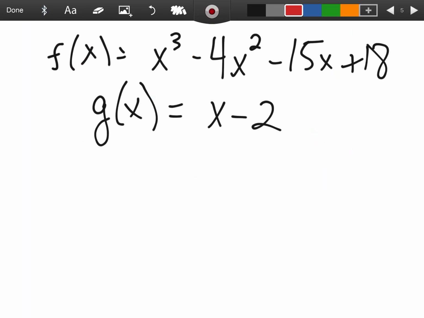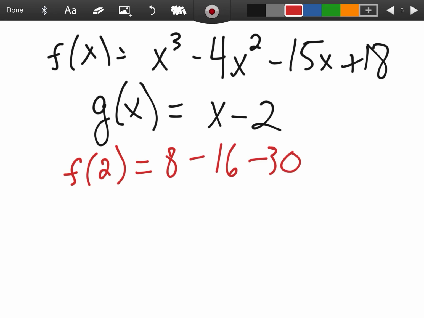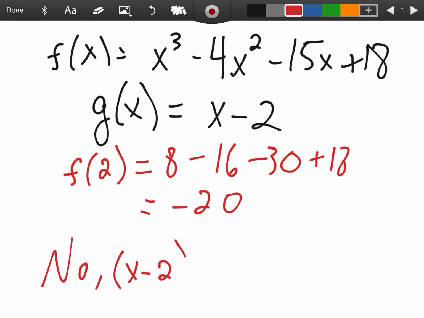This first one, we have f of x is equal to x cubed minus 4x squared minus 15x plus 18. So I'm trying to determine, is x minus 2 a factor of that? Well, I'm just going to use the remainder theorem, and I'm going to say, let's find f of 2. F of 2 is equal to 8 minus 16 minus 30 plus 18. 8 minus 16 is a negative 8. Minus 30 is a negative 38. Plus 18 gives me negative 20. So no, x minus 2 is not a factor of f of x.